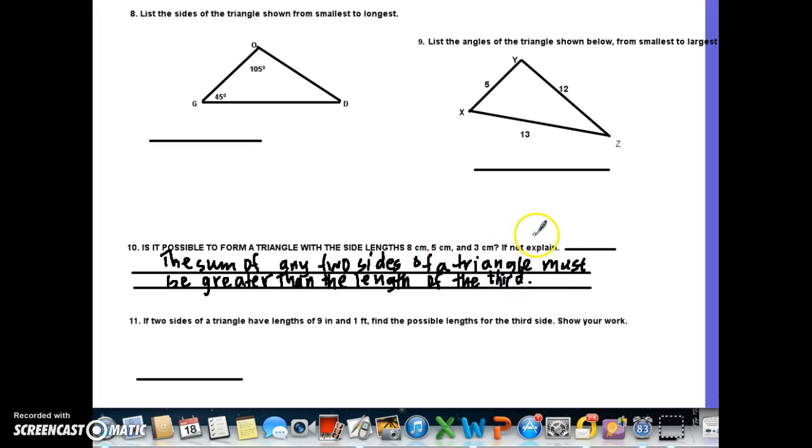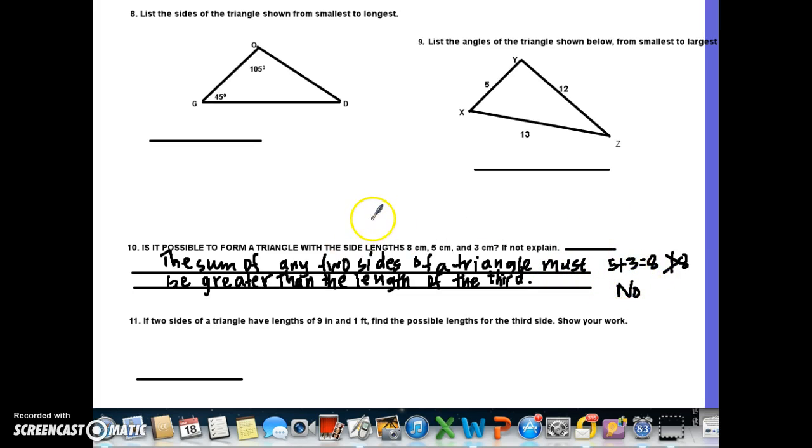The sum of any two sides of a triangle must be greater than the length of the third. So you could take the smallest two sides here, and you could simply say 5, meaning centimeters, plus 3 is equal to 8. And how does that compare with the third side? Third side is 8, so you'd say 8 is not greater than 8. So you'd say simply no, meaning it cannot form a triangle. Now that's the simplicity of that type.